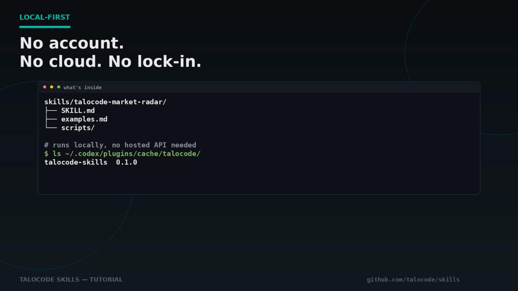The next step is to try one. Grab the code review skill and run it on your latest pull request, or install the full pack and explore the list. The repository is github.com/talocode/skills, and documentation is on the Talocode site.